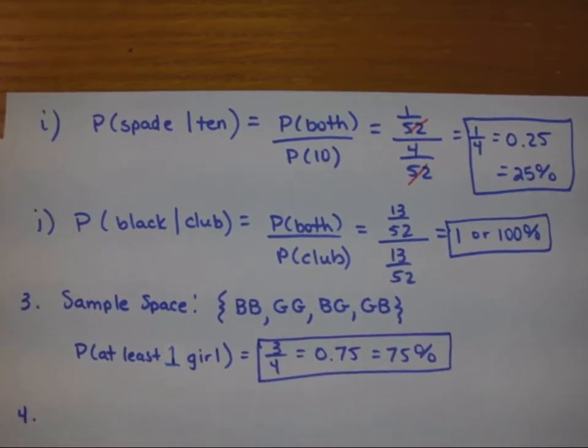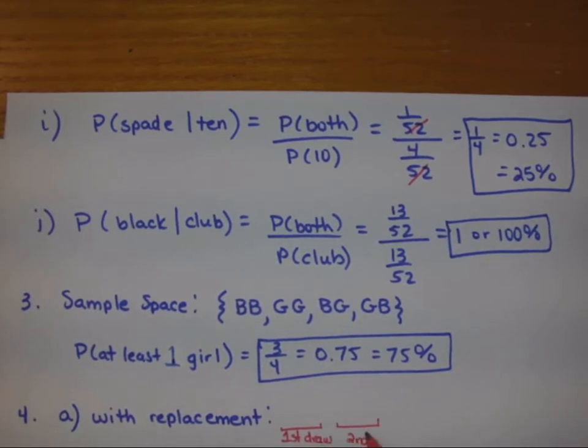All right, number 4. A bag contains 3 red, 4 yellow, 8 green marbles. So the difference with A and B is that A is with replacement, and B is without replacement. So that's the terminology we use when we put an item back versus when we don't. But for both of them, we actually have 2 events. So for this one, we have the first draw, and then we have the second draw. And because this is an "and" situation, I am going to multiply them.